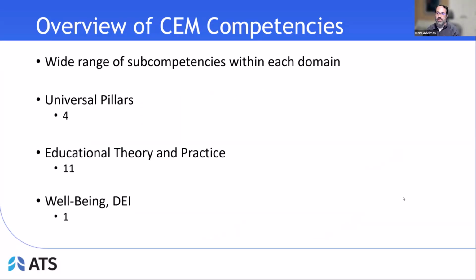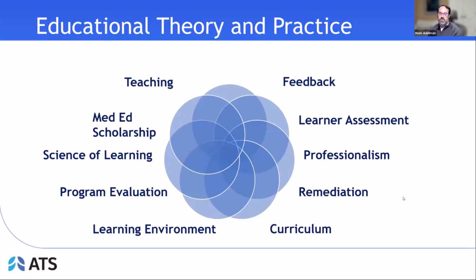There's a wide range of subcompetencies within each domain. The universal pillars, for example, have 4 subcompetencies. Educational theory and practice has the most, with 11 subcompetencies. And well-being and DEI are both domains as well as subcompetencies; they each have just 1 for each of those domains. Showing you a little more detail about the educational theory and practice domain, there are, as I mentioned, 11 subcompetencies.